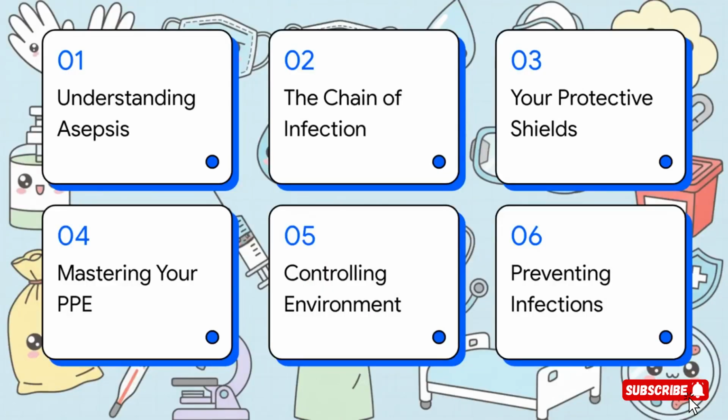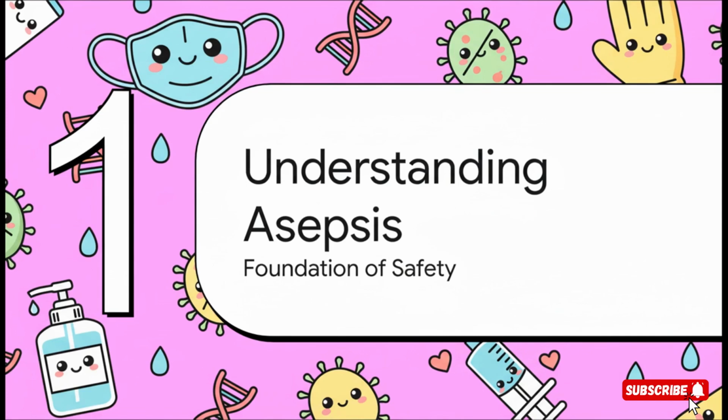All right, so here's our game plan. First, we're going to start with the big why, this whole idea of asepsis. Then we'll get into the core principles, the chain of infection and your protective shields. And we'll wrap it all up with the practical how, the stuff you'll be doing every single day to keep everyone, including yourself, safe.